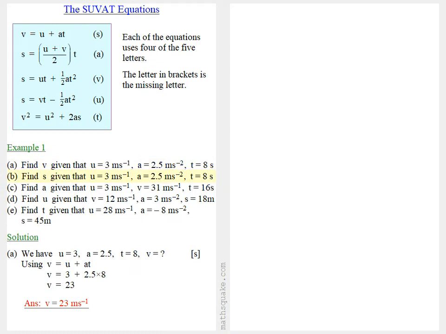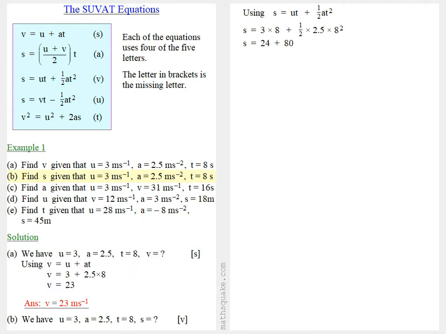Now in part B, we're asked, find s, given that u is equal to 3, a is equal to 2.5, and t is equal to 8. So, writing those down, we notice the letter v is missing. So the equation we want is s equals ut plus a half at squared. And substituting in the numbers, that gives us s is equal to 3 times 8 plus a half times 2.5 times 8 squared, which is 24 plus 80, and so our answer is the distance travelled s is 104 metres.